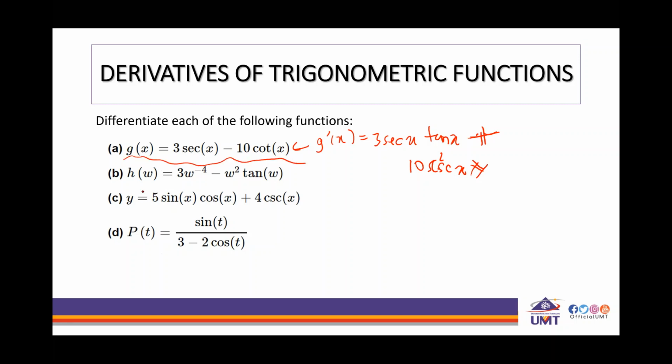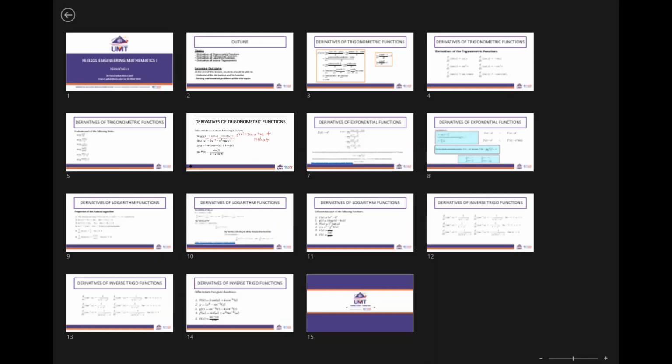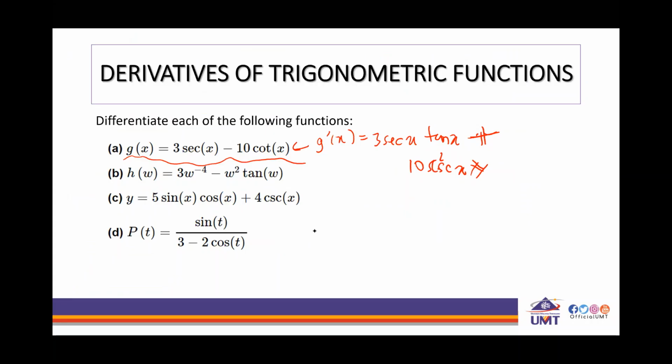Right? So for the second one, h(omega) is equals to 3 omega to the power of negative 4 minus omega squared tangent omega. So how to find this is, okay, the front part is easy, negative 12 omega to the power of negative 5. Minus, for the back part you have to do a bit of product rule. How to do product rule? Come on students, I already taught you.